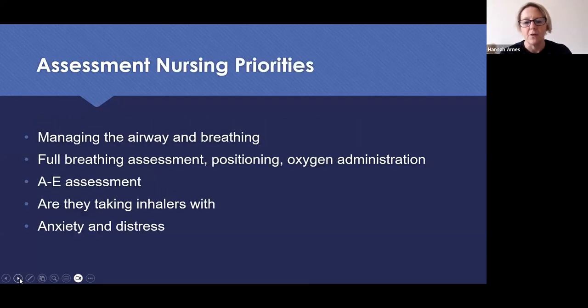So what are your assessment priorities? Obviously you're going to need to be managing the airway and the breathing, okay? You'll need to do your full A to E assessment anyway, but obviously really thinking about that full breathing assessment, maybe considering the position of that child, verbalising around oxygen administration. You might want to think about their inhalers. Okay, are they taking their inhalers with a spacer? That's something you can have a discussion around in your holistic assessment with the parent as well. Some health advice, health promotion on inhaler technique as well. And also there will be anxiety and distress. Okay, your child and parent might be very anxious, and you'll need to manage that as well.